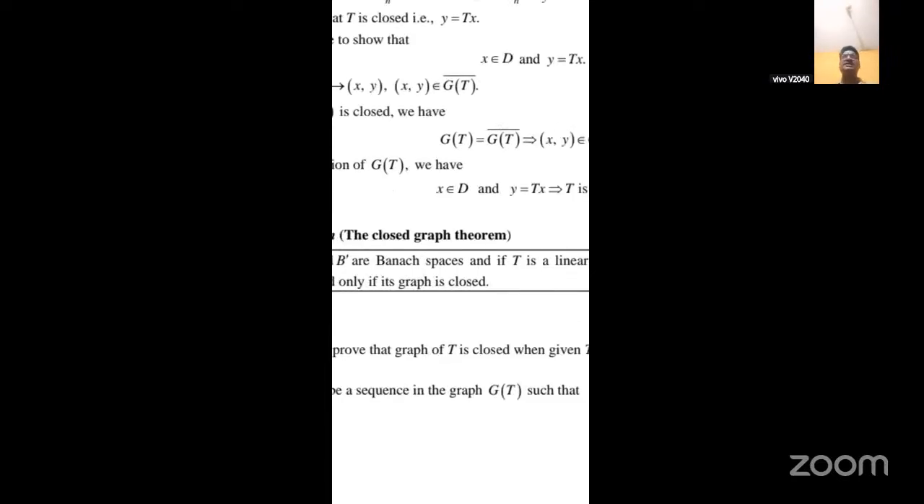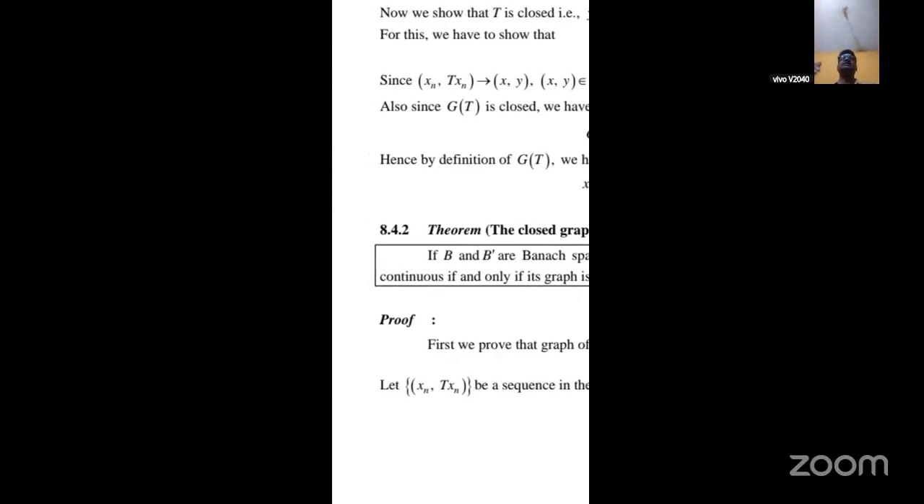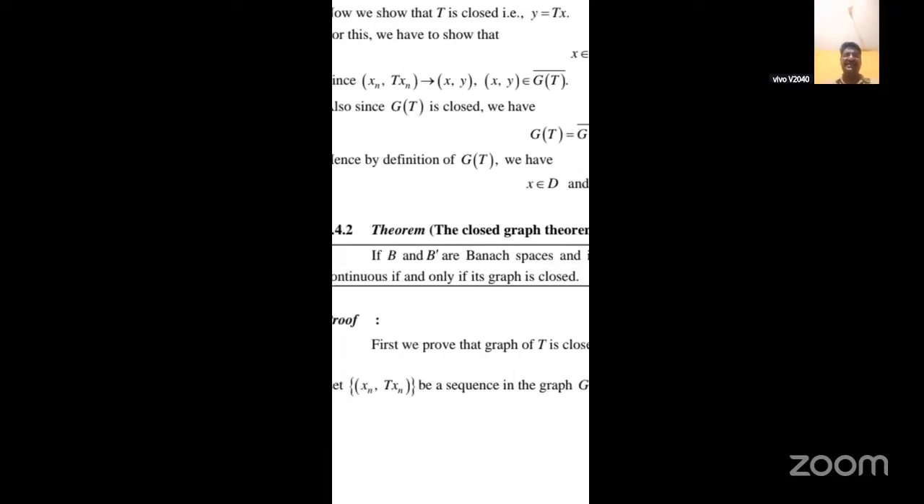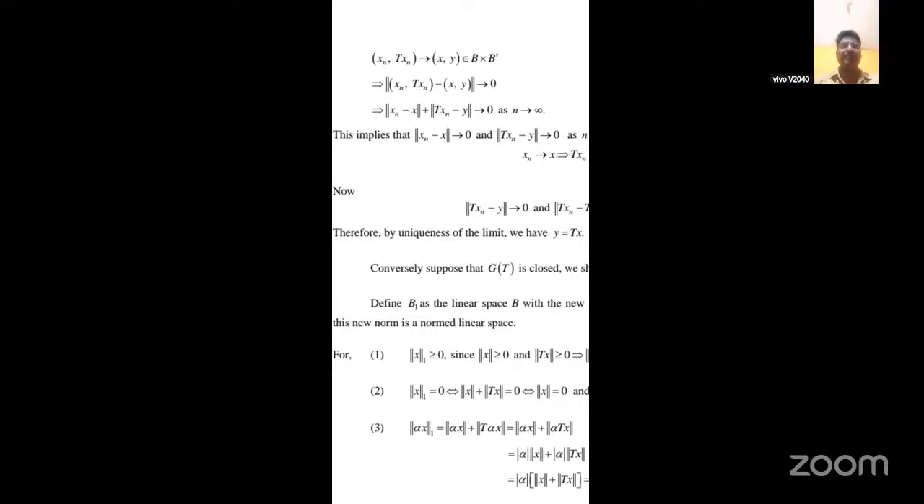Before that, when T is continuous, we must observe the previous theorem. Let us take a sequence of ordered pairs (xn, Txn). Here xn is a sequence in D, which is a subspace of the Banach space, the domain, and Txn is the image sequence, which belongs to B'. So (xn, Txn) is a sequence in the graph G(T) such that (xn, Txn) converges to (x, y), which belongs to B cross B'.